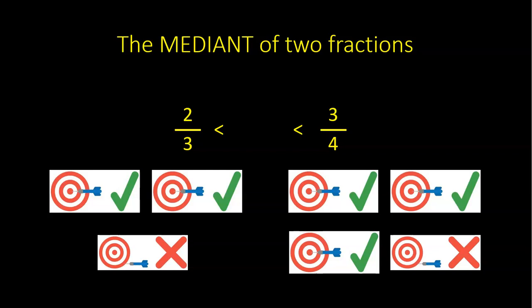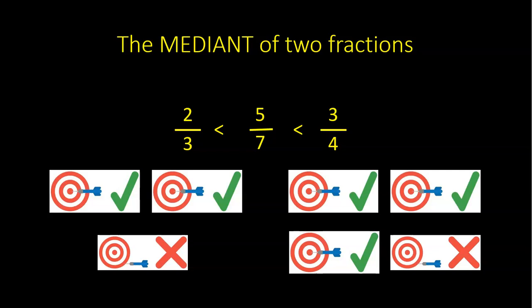What is the overall performance? Well, our total number of hits was 2 plus 3, and our total number of attempts was 3 plus 4. So that's 5 out of 7 for our overall success rate. 5/7 is bigger than 2/3 and smaller than 3/4. It is the mediant of those two fractions.